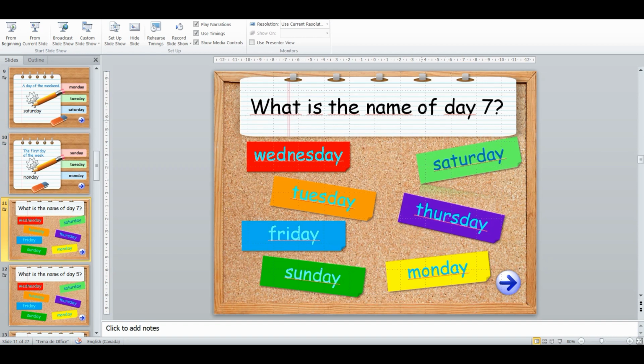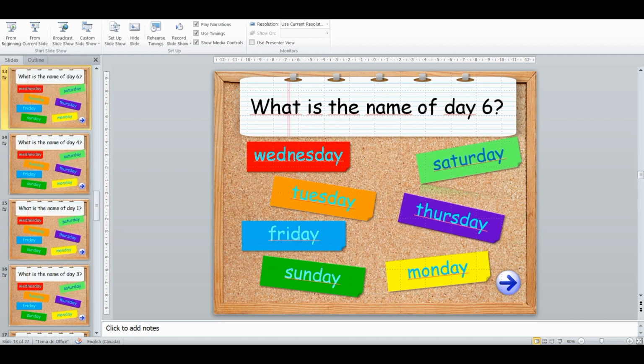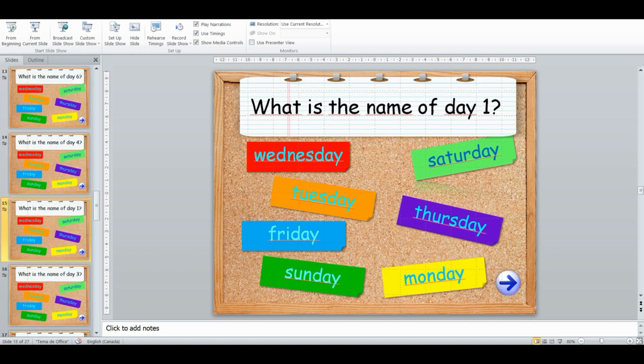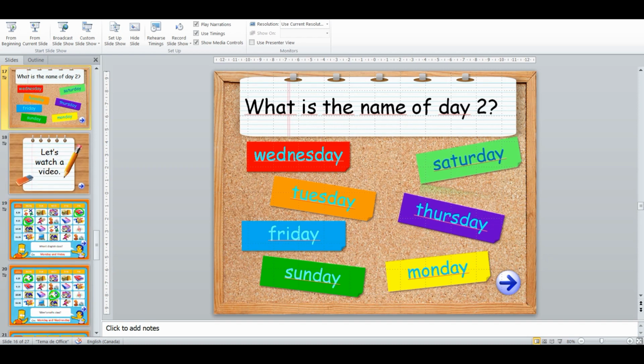And then we start talking about the numbers of the days. So what is the name of day 7? Because this is how it works in Chinese. They talk about it being day 1, day 2. So it's very easy and familiar for them to think about this way. And it's a good prompt to get them to pronounce the vocabulary.